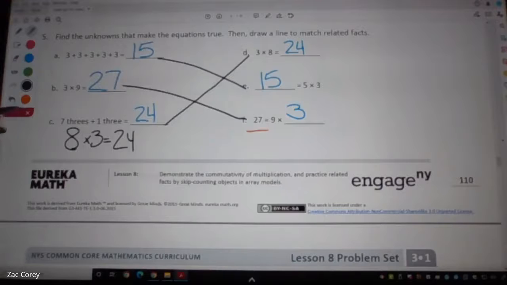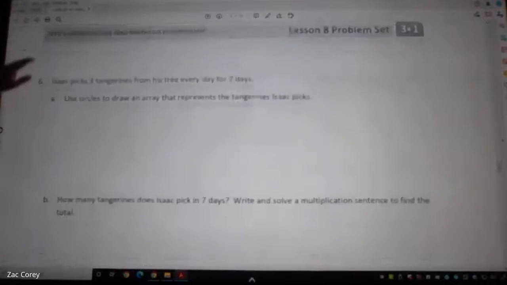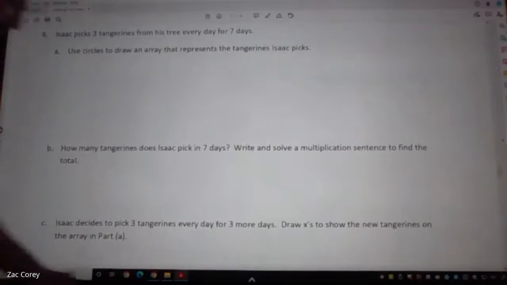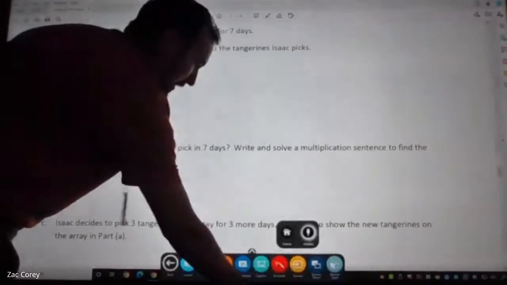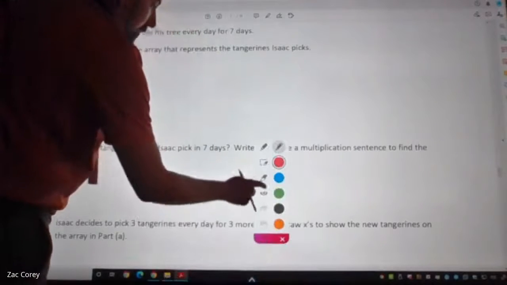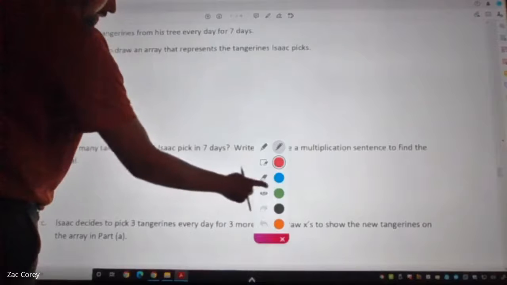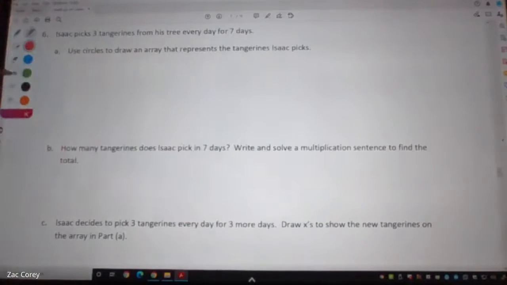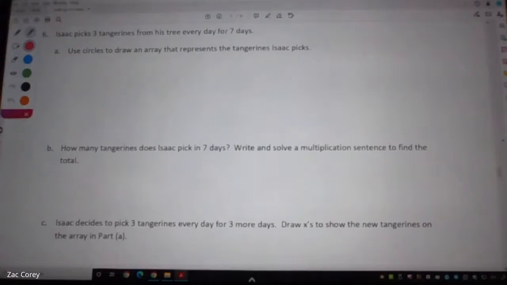All right, hopefully this is getting a little bit easier for you. Here we go, flipping over the page. We're on number 6 now. Flip the page to the back side. Number 6 says, Isaac picks 3 tangerines from his tree every day for 7 days. Use circles to draw an array that represents the tangerines Isaac picks.